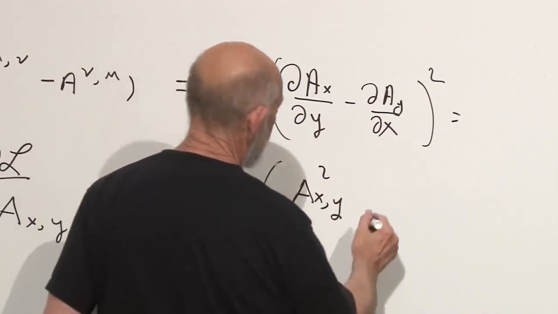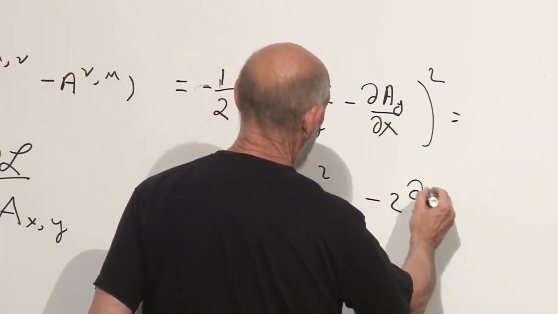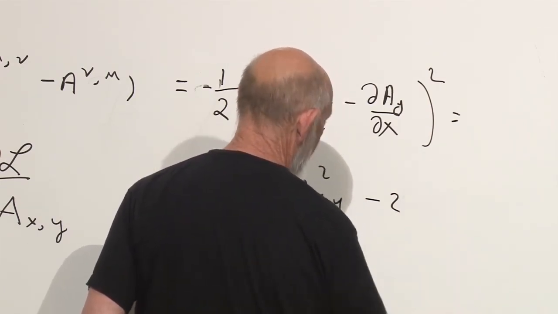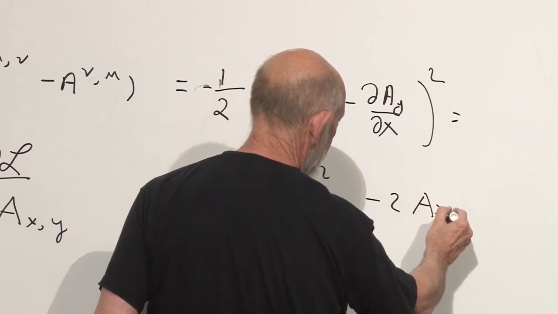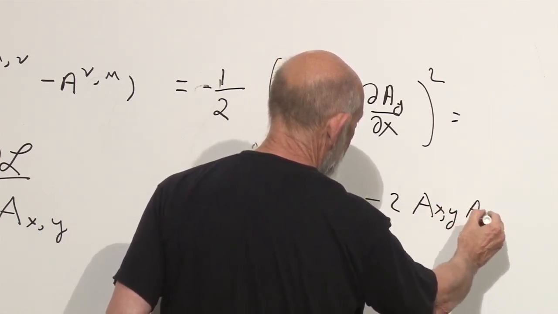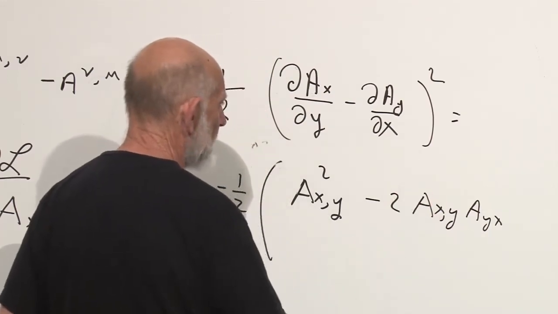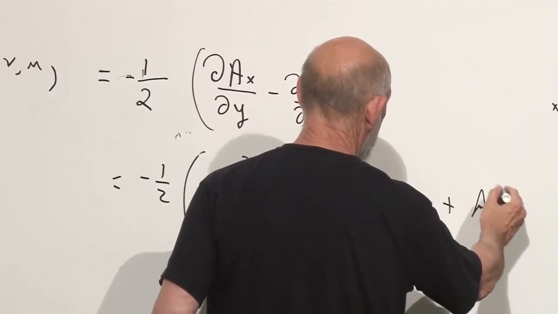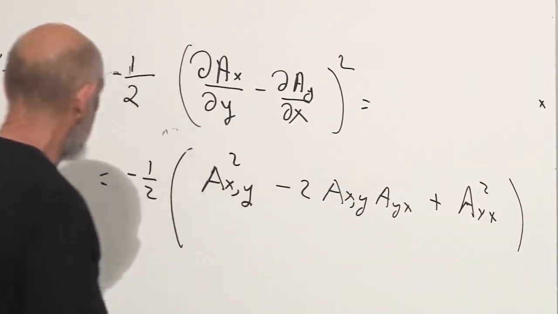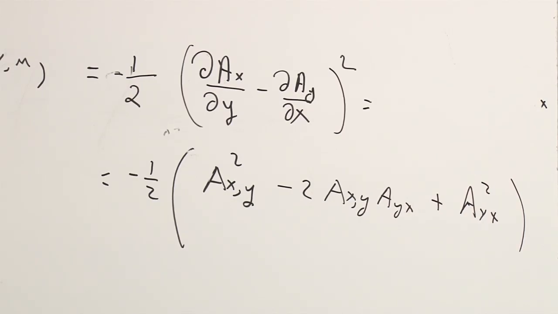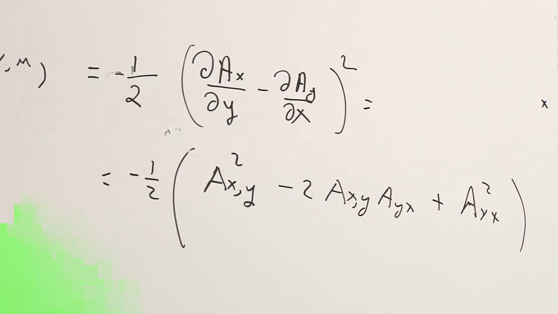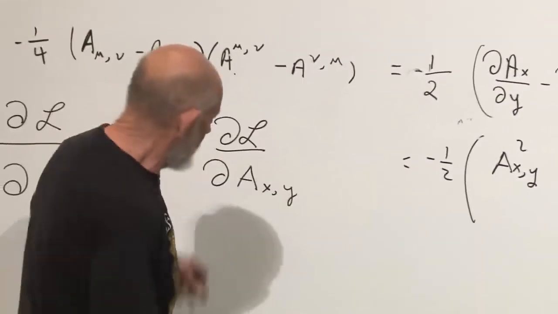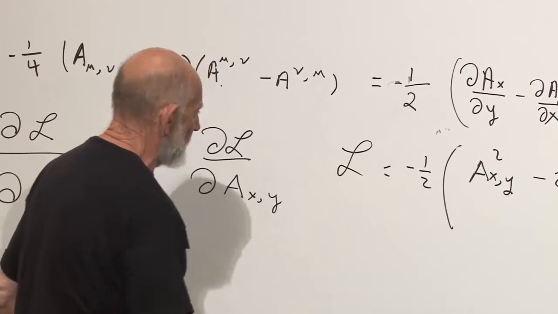All right. Then there's minus twice the axy ayx. And the last term is plus ayx squared. This is the only term in the Lagrangian which contains ax comma y. It also contains other things, but it's the only term which contains axy. So far, this is the term in the Lagrangian that we're interested in.